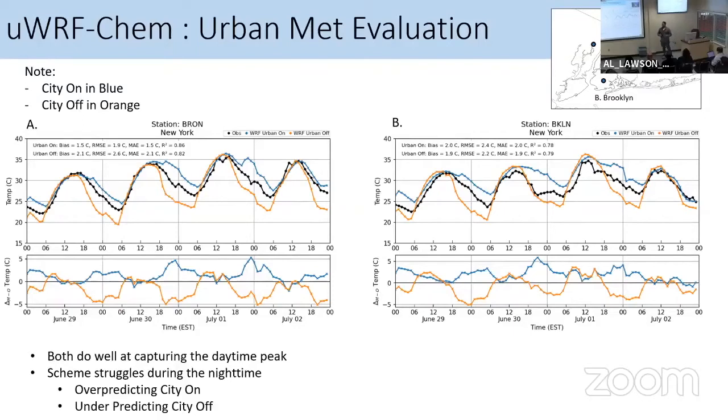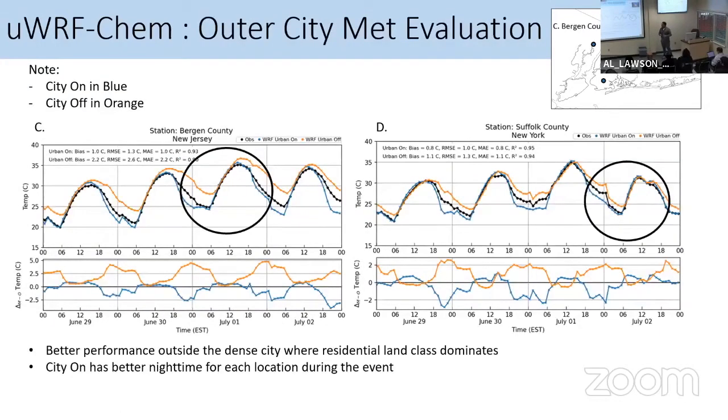But I believe more tuning would get the urban on peak lower to match what happens at night. I expanded to two stations a little bit outside of the city, but they still do have some representation of the urban. And for the urban on case, in blue, you did see better representation at night and then the peak.